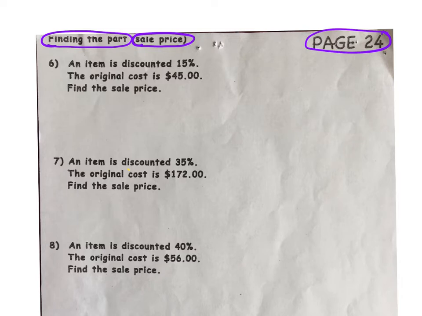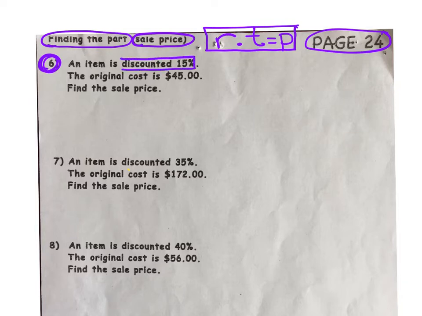And we're certainly going to be using the formula R times T equals P. And of course, tape diagrams work perfectly for these types of problems. Let's start. Problem number 6. An item is discounted 15%, or 15 cents of every original dollar. The original cost is $45.